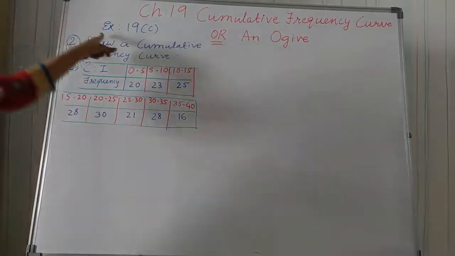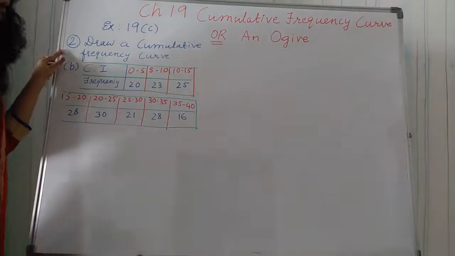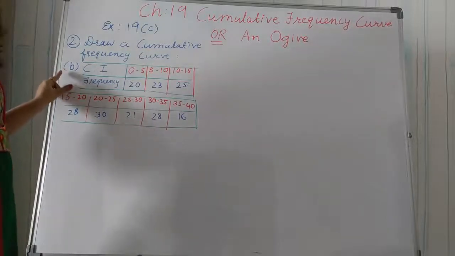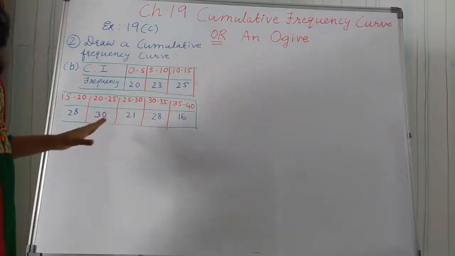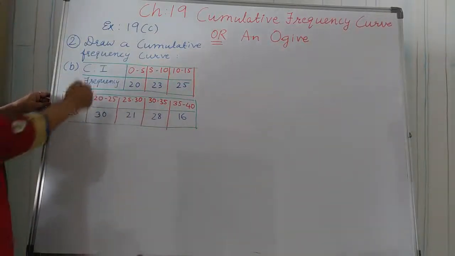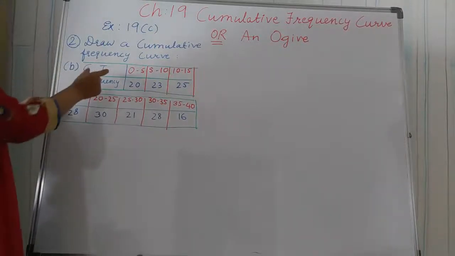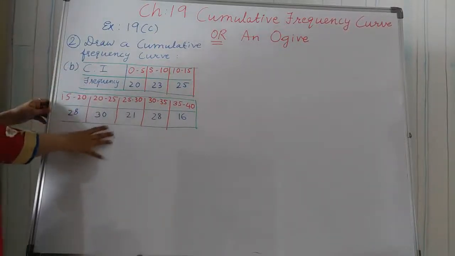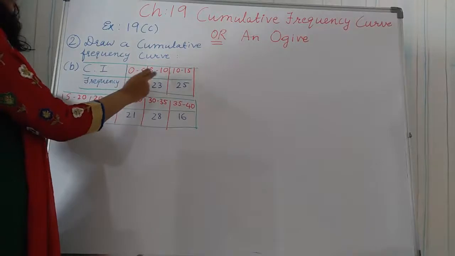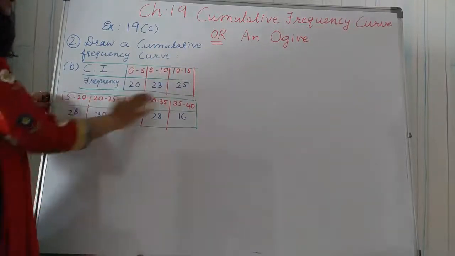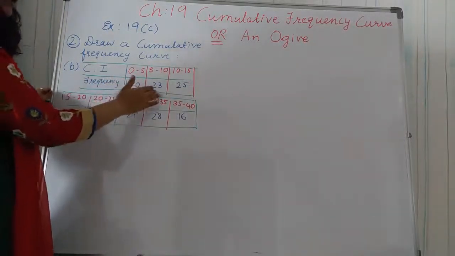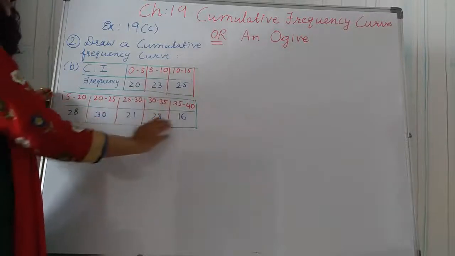Now I have taken exercise 19C question number 2, which is draw a cumulative frequency curve. Question number B I am taking. I will explain different questions and how to draw the cumulative frequency curve, or you can say Ojive. So here are class interval and frequency, already given in your textbook, question number 2B. First 0 to 5, 5 to 10, 10 to 15, all the class intervals up to 35 to 40 are given, and accordingly the frequencies 20, 23, 25 up to 60.